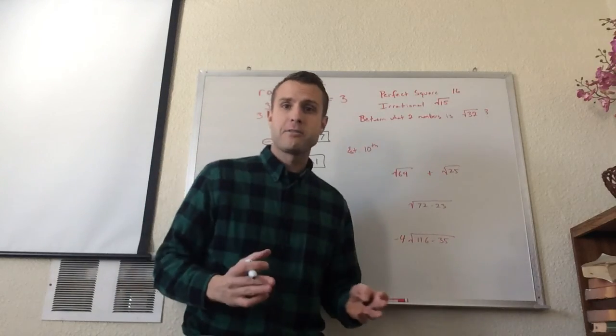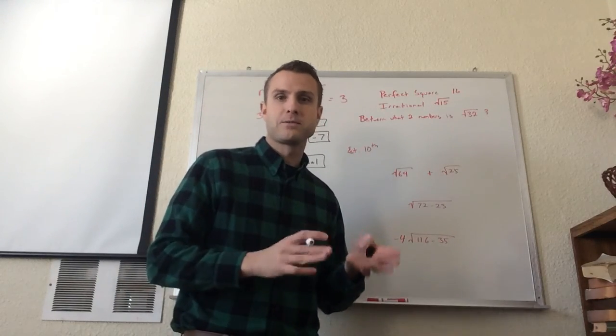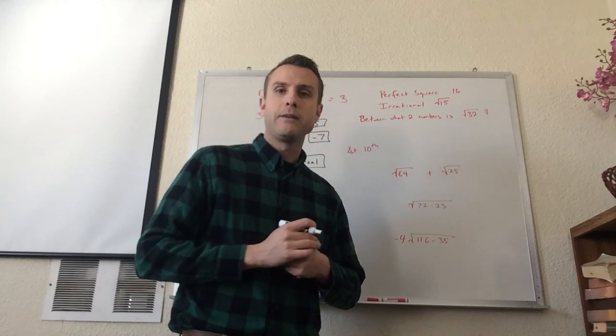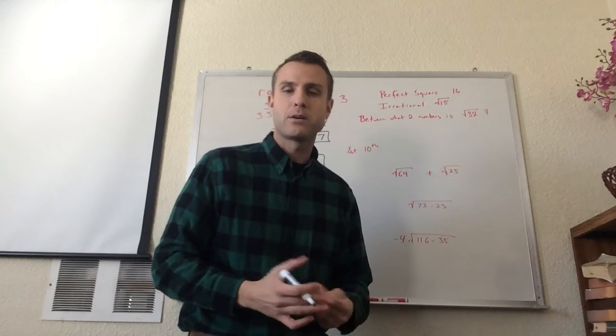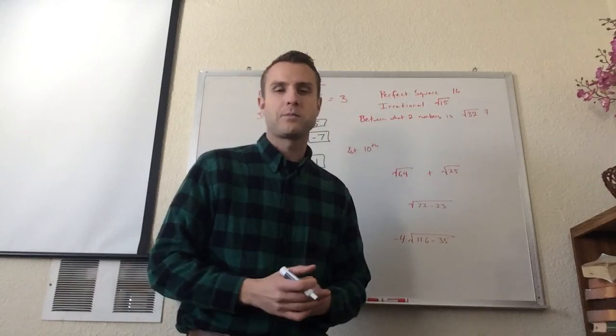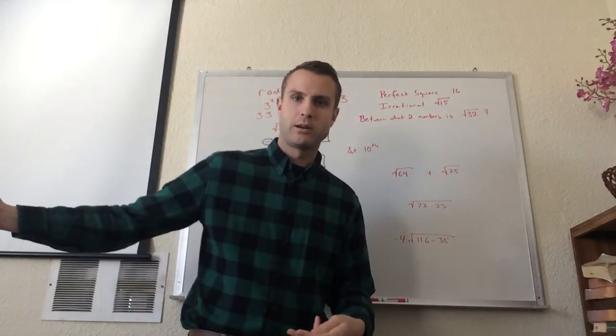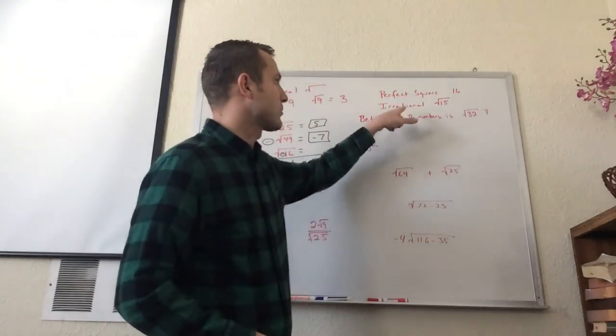Now, every other number that doesn't have 2 of the same numbers that multiply together to equal it, if we do the square root of that number, we don't get a whole number answer. We get a decimal that keeps on going on forever. So we call that irrational.